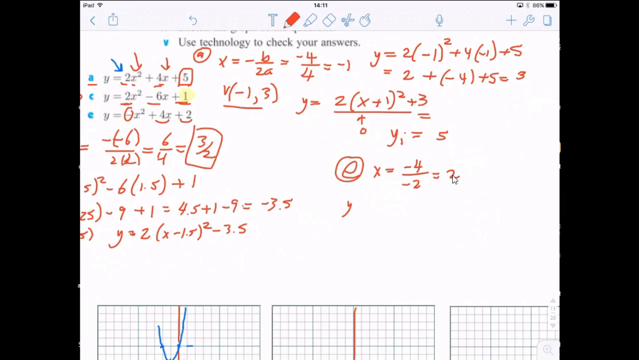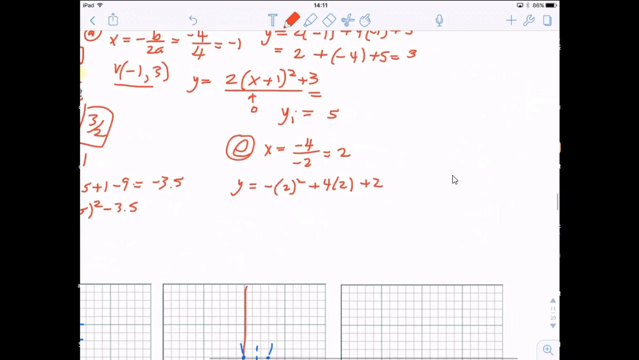Then we're going to find the y value by putting it into the equation. So negative x squared plus 4 times x plus 2 is going to give us negative 4, since the negative is outside the parentheses, it's not going to get squared first, so it remains negative, plus 8 plus 2.